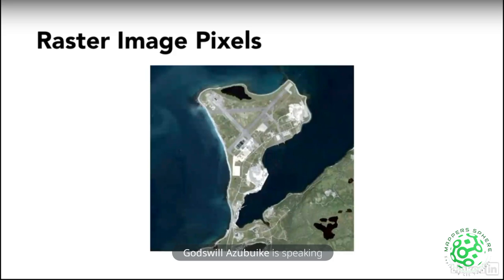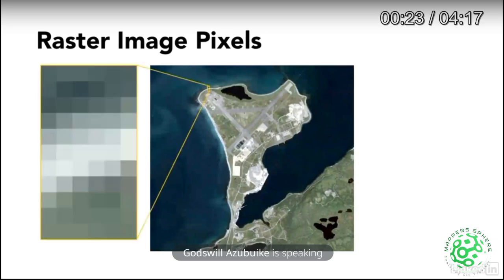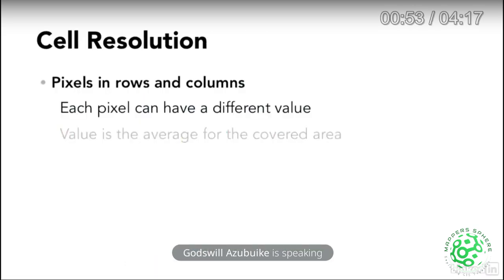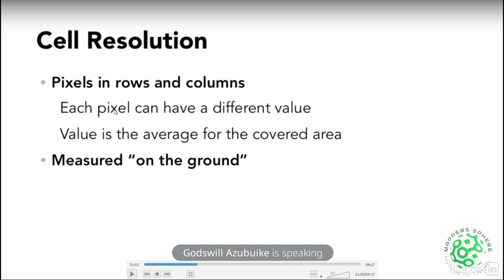So raster images are made up of a rectangular array of pixels. You can see what I'm talking about here: rectangles, like grids, of pixels, where each pixel has a brightness level or a value. Each of these pixels has a value. Instead of coordinates, they have values. Pixels in different rows can have different values. The value is the average for the area covered, measured on the ground.